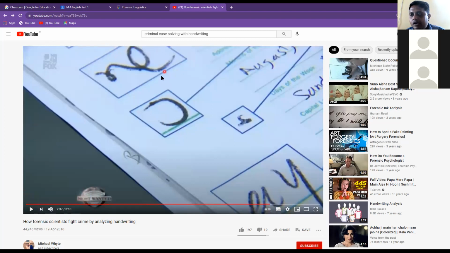So see these symbols. These symbols are the typical symbols used by a person, right?